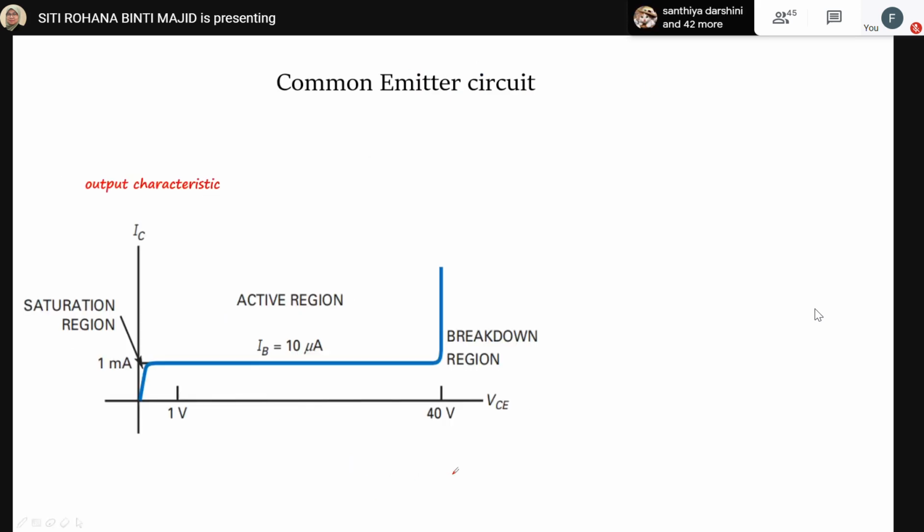Let's say we have the output characteristic for the common emitter circuit like this, where we have a saturation region. Don't cross the line at the saturation region, because normally we cross it at the active region, because we can see at what particular points of VCE or IC the BJT will function.